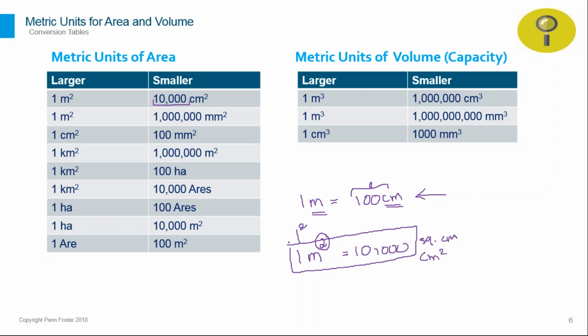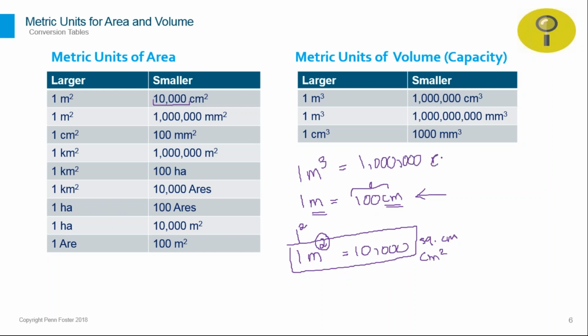What about the volume? The same idea. If you have access that 1 meter equals 100 centimeters, then what about 1 cubed meter equals how many cubed centimeters? Cube the values. When you cube a value, you multiply it by itself 3 times. So 1 times 1 times 1 gives you 1 meter cubed equals 100 times 100 times 100.